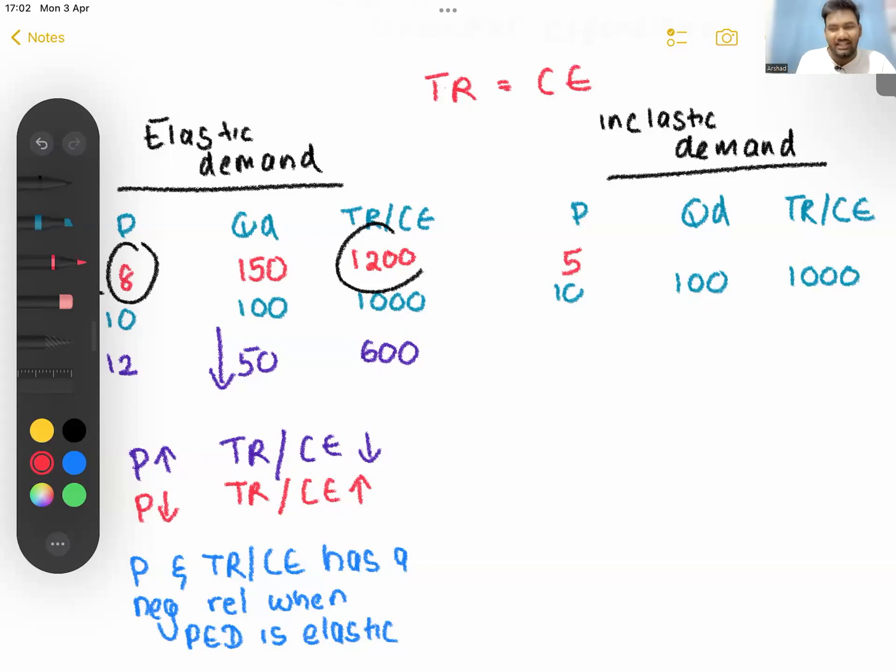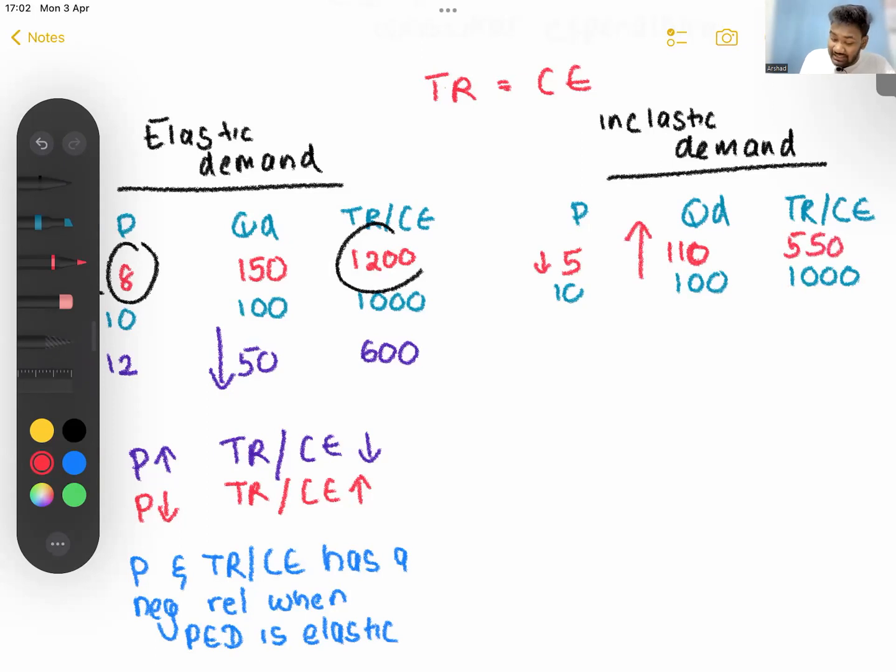So maybe for our calculation purpose, I'll take 110, let's say. Price fell by 50%, but QD increased only by 10%. How much is my total revenue? Price fell a lot, QD increased a little. Total revenue now is 550.